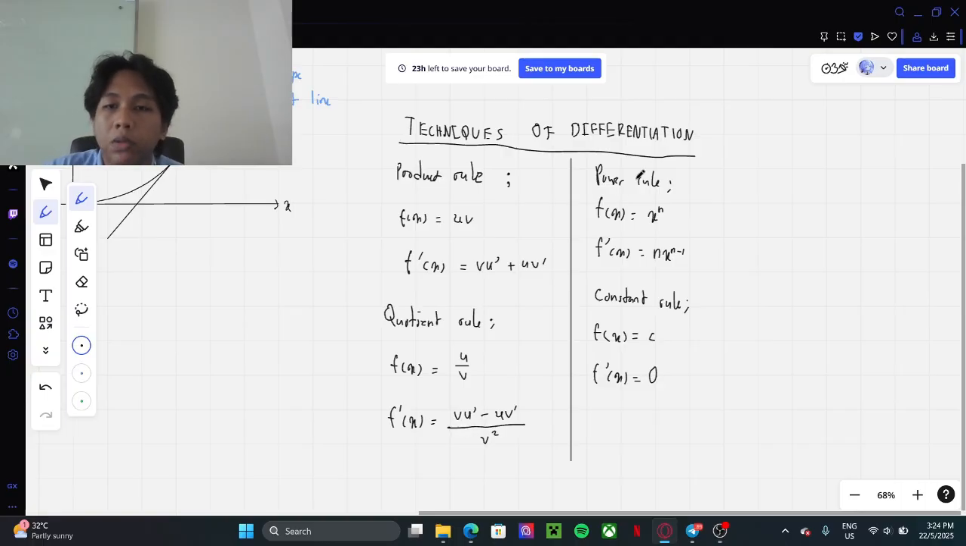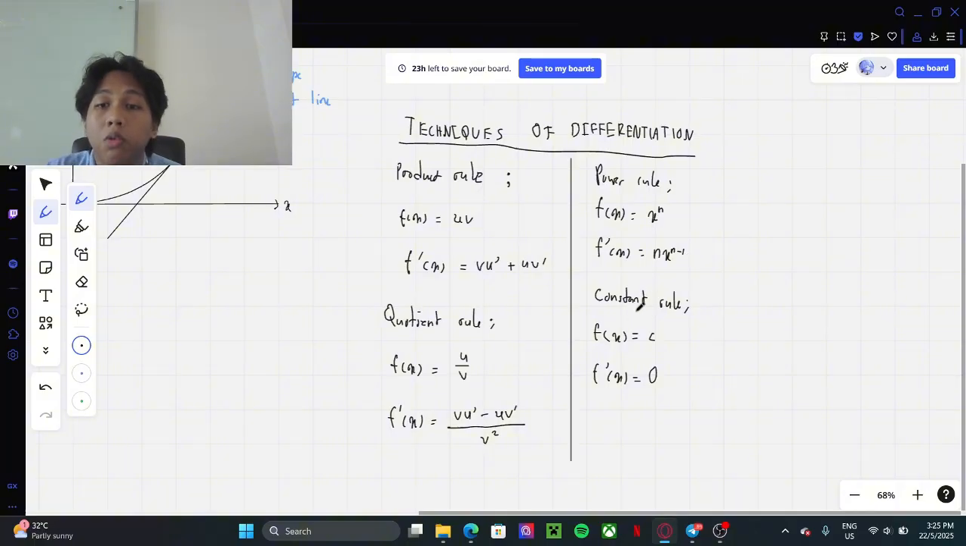So now we have the power rule. Power rule is when we have f of x is equal to x to the power of n. n can be anything bigger than 0, x to the power of 1, 2, 3. So for the f prime of x, you bring the power up to the front, it becomes the coefficient, and then the power, we subtract 1 from it. So the f prime of x is equal to n x to the power of n minus 1.